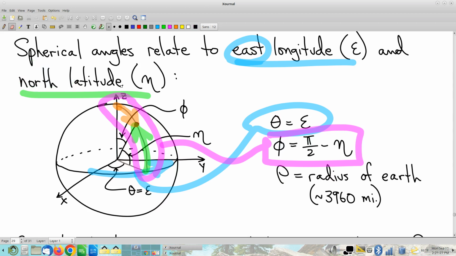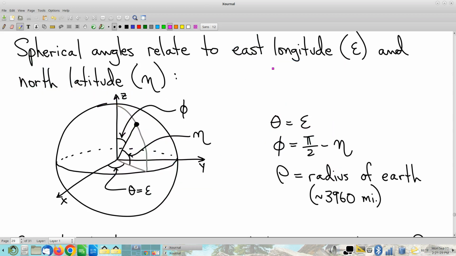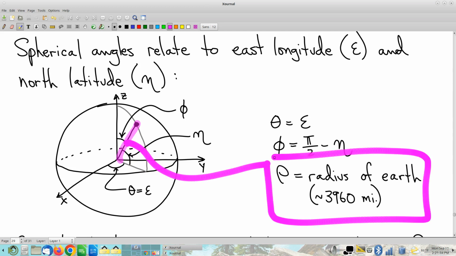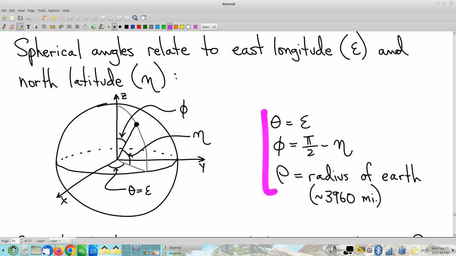Oh, and of course, obviously, the radius of the Earth is rho, and we're going to treat the radius of the Earth as constant. Not really, but whatever. Very good simplification it is. And check it out, we've got spherical coordinates. So if you know longitude and latitude, you know the spherical coordinates of any point on the surface of the Earth, which is kind of cool. And I'm going to show you a nice application of that.